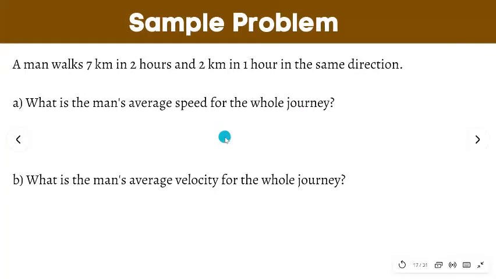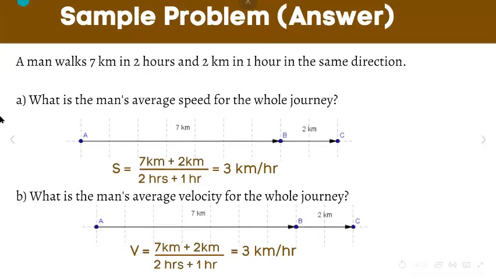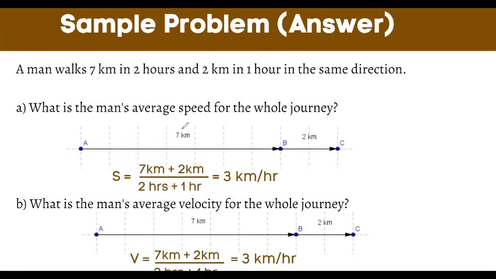So now let's have this as an example. A man walks 7 kilometers in 2 hours and 2 kilometers in 1 hour in the same direction. What is the man's average speed for the whole journey? How about the average velocity for the whole journey? As you can see here, I provided an illustration where you can see the distance traveled by the man: 7 kilometers in 2 hours and 2 kilometers in 1 hour.